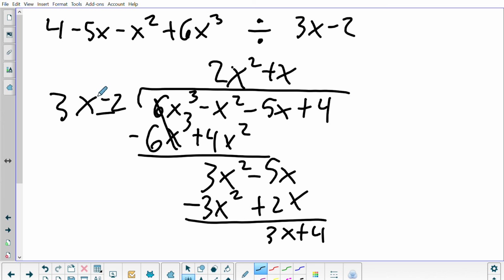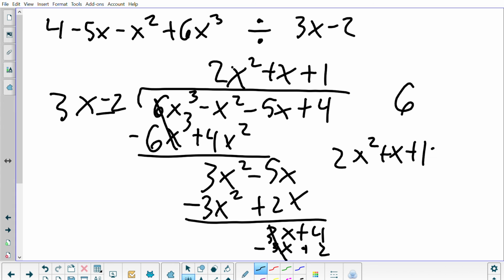Now, how do I get 3x to go into 3x? Well, I can just multiply it by 1. And 1 times 3x is 3x. And then 1 times negative 2 is negative 2. But because it's a subtraction problem, I change the symbols. And these cancel. And I'm left with 6. So my final answer would be 2x squared plus x plus 1 plus 6 divided by 3x minus 2. This would be my remainder for my problem.